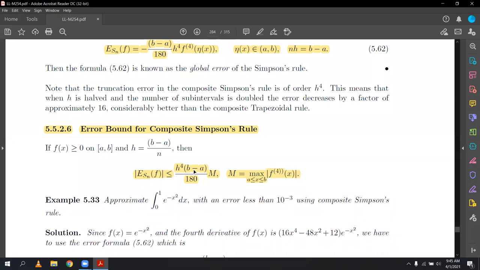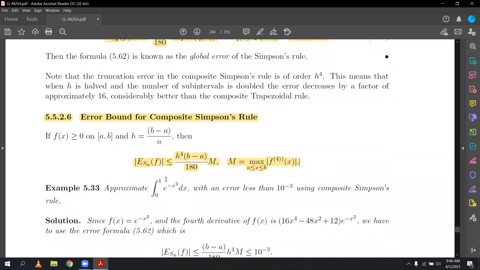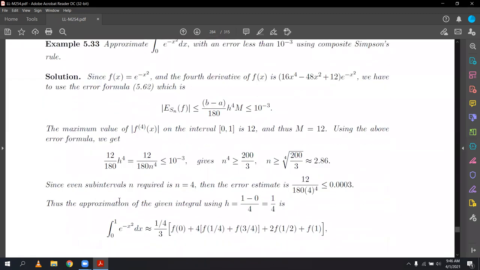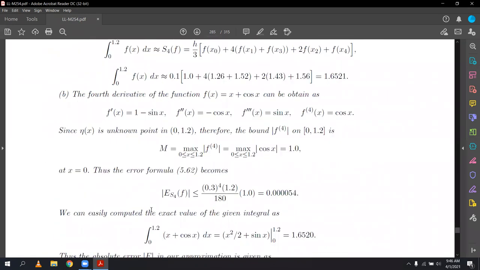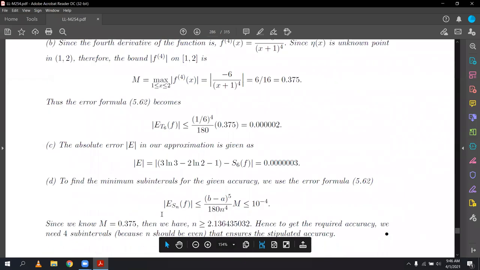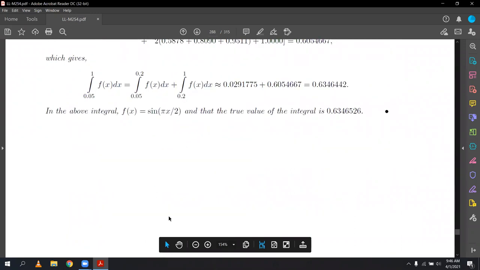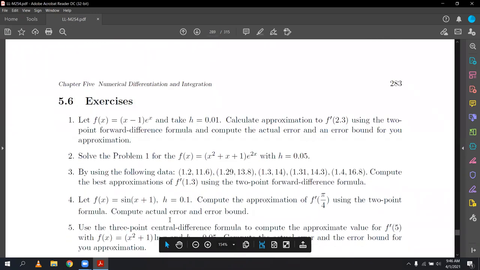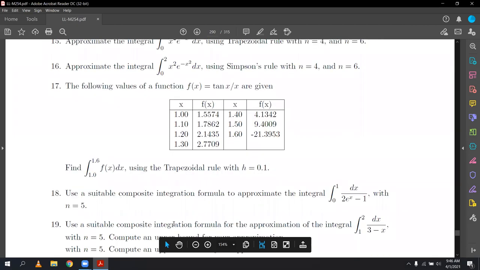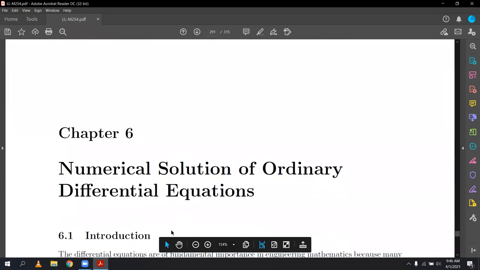I don't know whether you know or not. Anyhow, next week, inshallah, we start from example number 5.33. And then we do 2-3 examples, and inshallah, we finish chapter number 5 here. And this is the last example, I think. Then we move to the new chapter number 6, the numerical solution of ordinary differential equations.